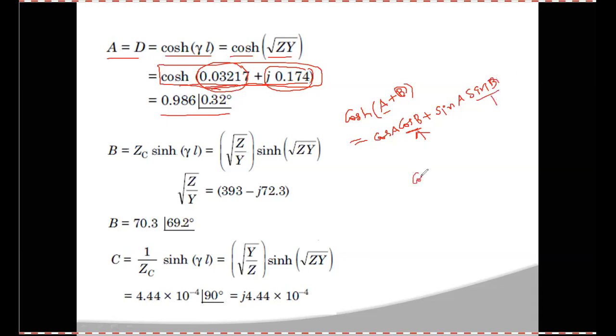Now what is cosh of j theta? Sorry, so these are cosh a, cosh b, sinh a, sinh b. Cosh of j theta can be written as cos theta, and sinh of j theta can be written as j sin theta.